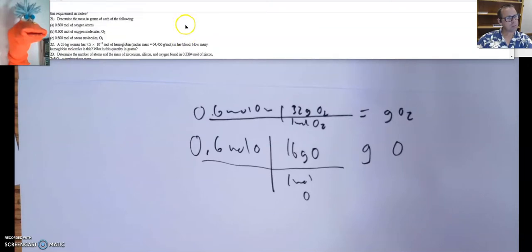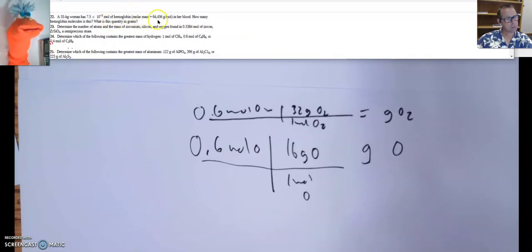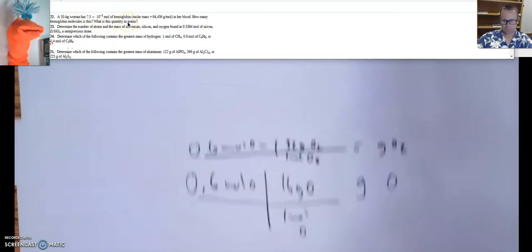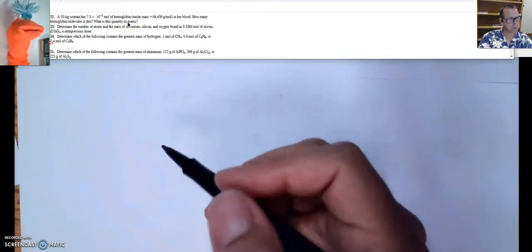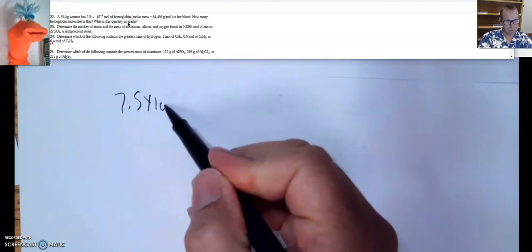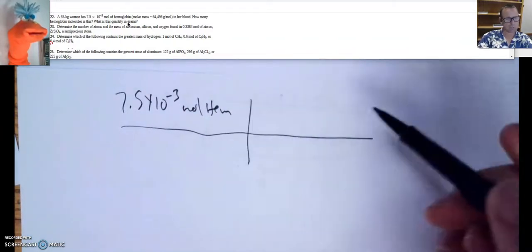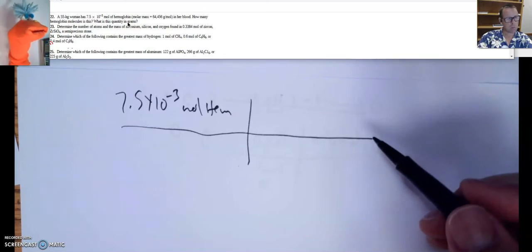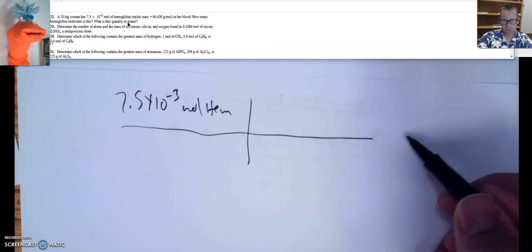So a 55 kilogram woman has that many moles of hemoglobin in her blood. How many hemoglobin molecules is this? And what is the quantity in grams? Okay, so 7.5 times 10 to the minus 3 moles of hemoglobin. And what do I want to know? Molecules, yeah. I also want grams, that's the second question, is how many grams. But I would like to know the number of molecules.